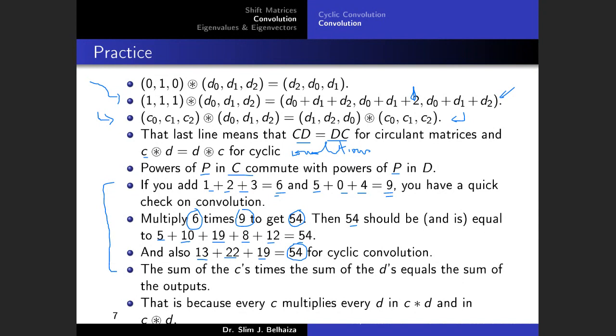See? So in fact, this is not magic at all, because the sum of the C's times the sum of the D's equals the sum of the outputs. That is because every C multiplies every D in the ordinary convolution, and in the cyclic convolution too. So it appears like magic, but it's just simple mathematics.